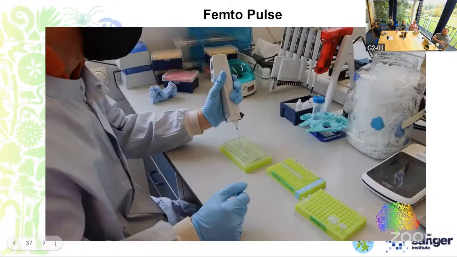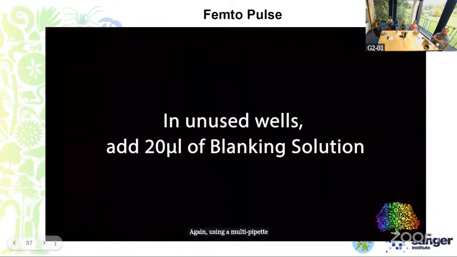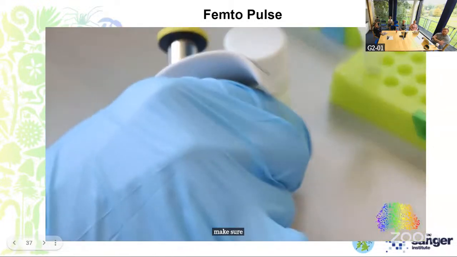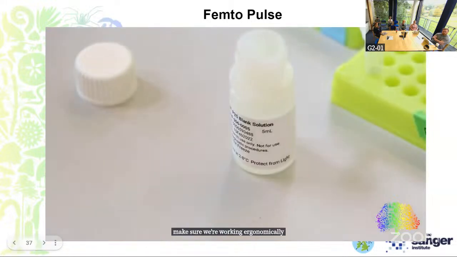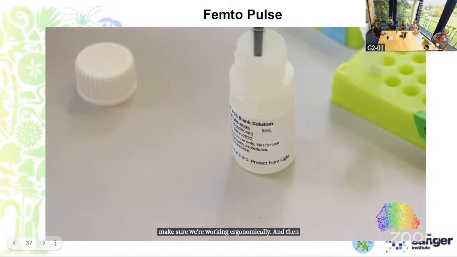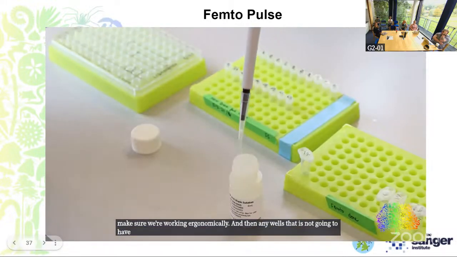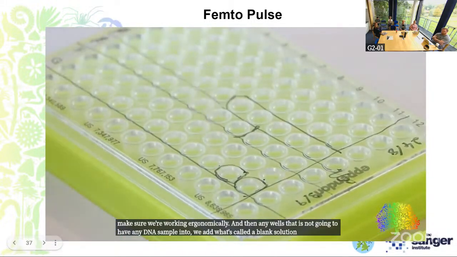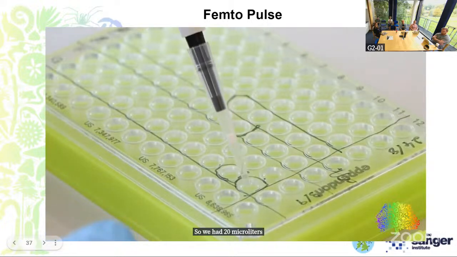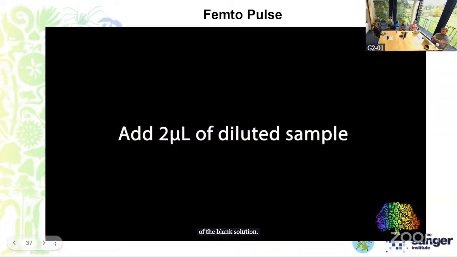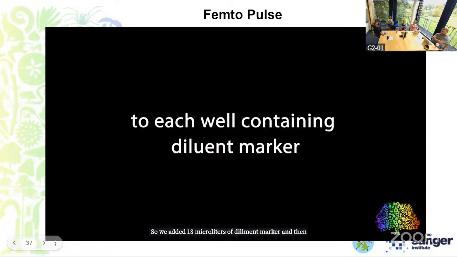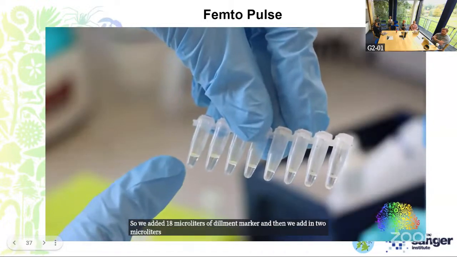Again, using a multi-pipette to make sure we're working ergonomically. And then any wells that are not going to have any DNA sample in, we add what's called a blank solution. So we add 20 microliters of the blank solution. For the samples, we add 18 microliters of diluent marker, and then we add in 2 microliters of diluted DNA.